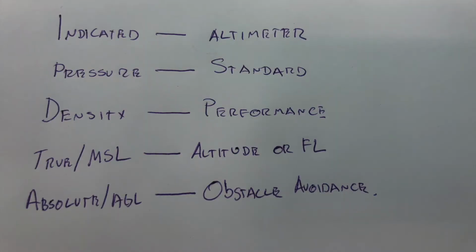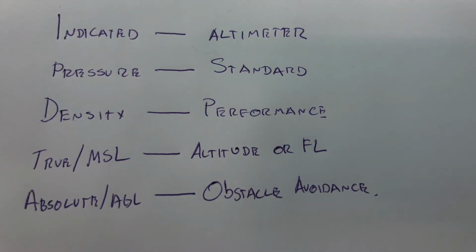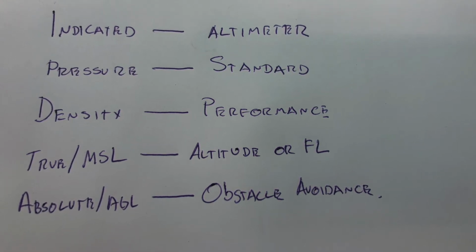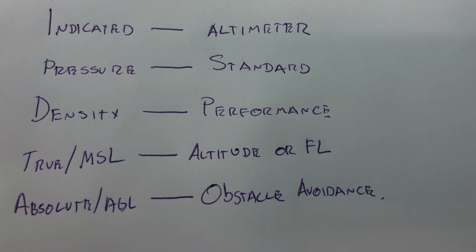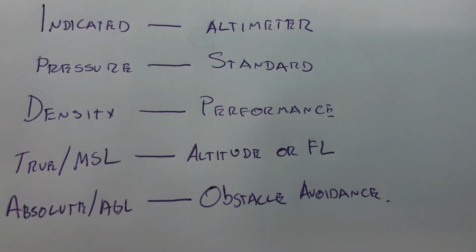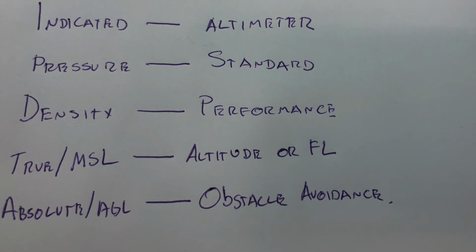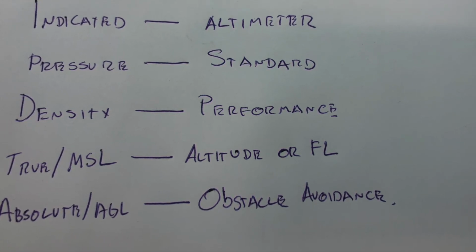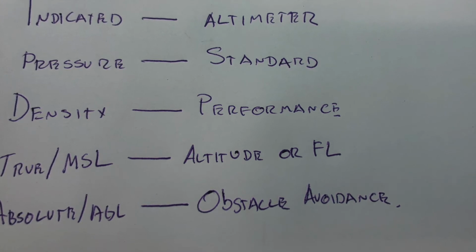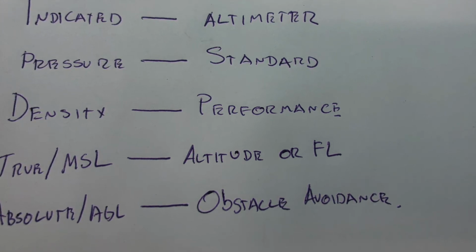Alright, now let's give some terms to these altitudes. Indicated is just the altimeter. Pressure altitude is your standard, or what everything is based out of. Density altitude is used for performance. True, or MSL altitude, is the actual altitude of the airplane you're going to be referring to, or the flight level. We'll talk about those later. And absolute AGL is used for obstacle avoidance.